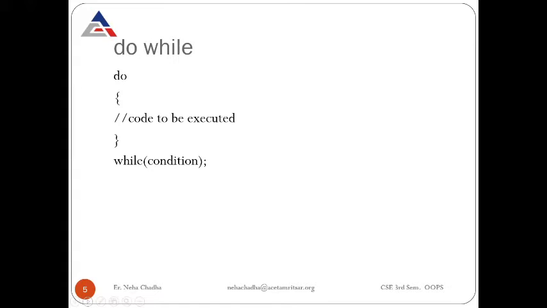Do while is called an exit control loop. In the exit control loop, firstly there is do, that means there is no condition checking. At least your code will be executed once. Then your condition will be checked. If the condition is true, then only your loop will work, your code will work. Otherwise, the second time, if the condition is false, your code will not work.